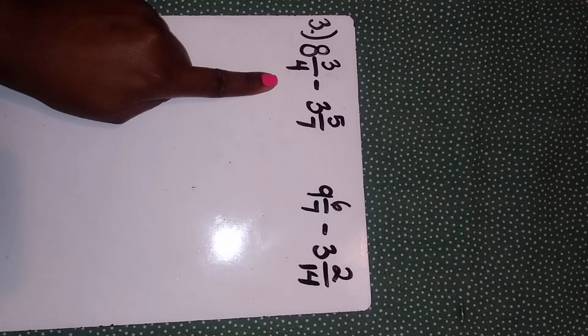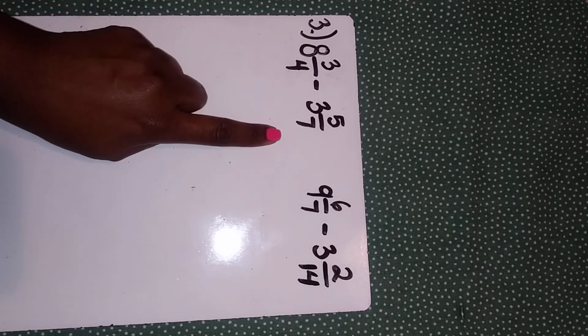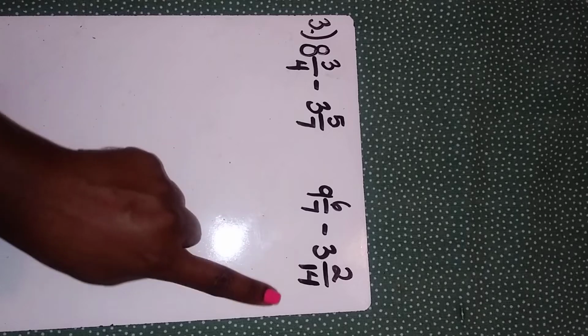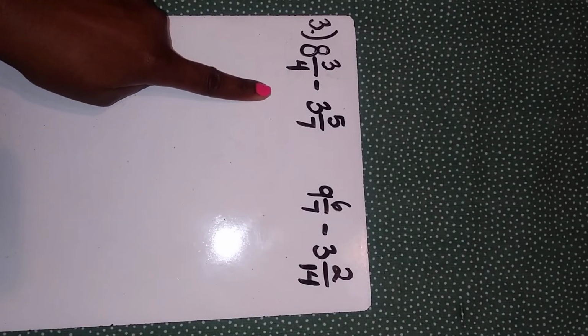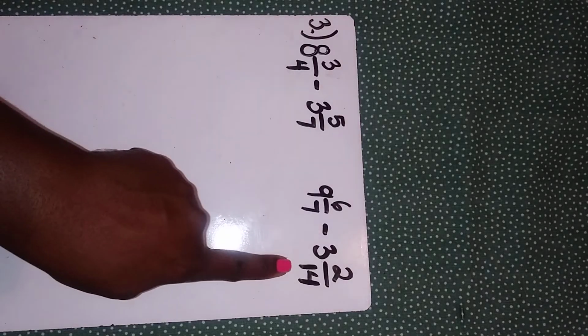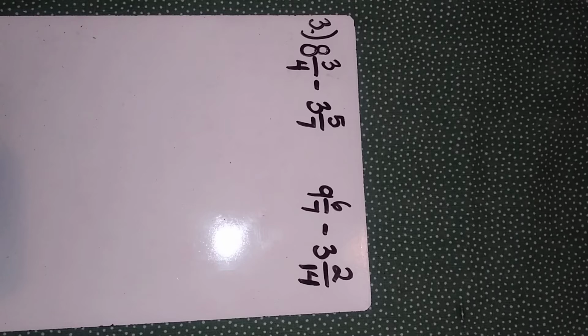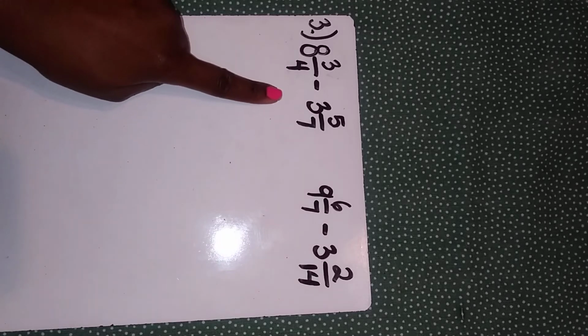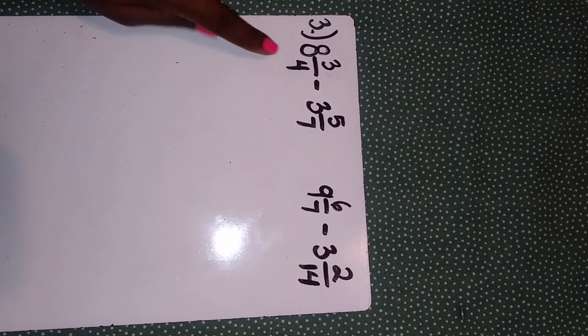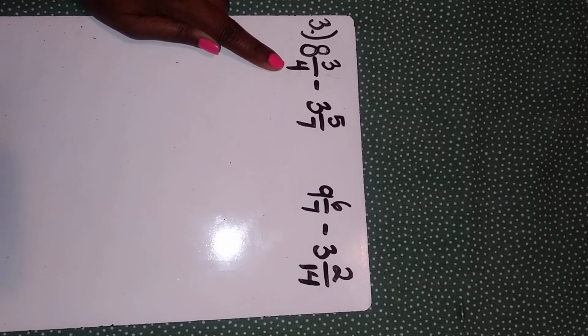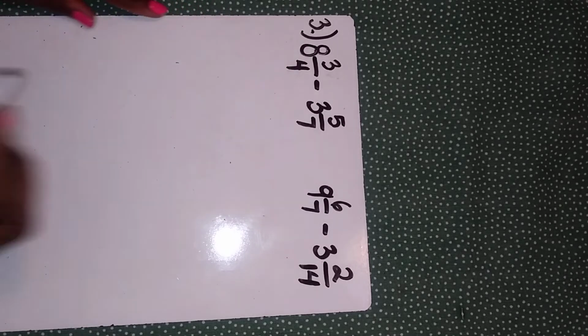Okay, so I got 8 and 3/4 minus 3 and 5/7, 9 and 6/7 minus 3 and 2/14. So we're just going to work this problem out first and see what the answer is. Work out this problem, see what the answer is, and make a comparison on if it's less than, greater than, or equal. So let's start with this problem first. Do one at a time.